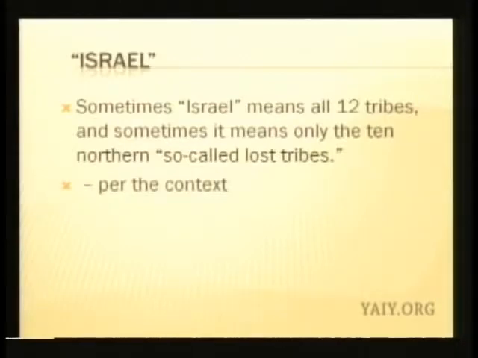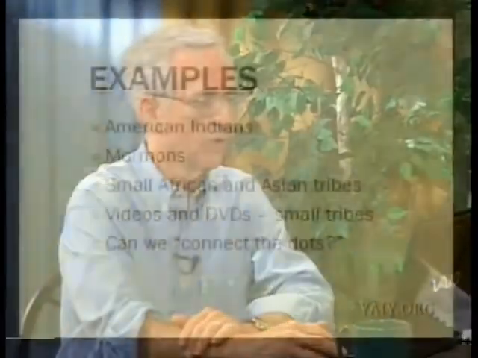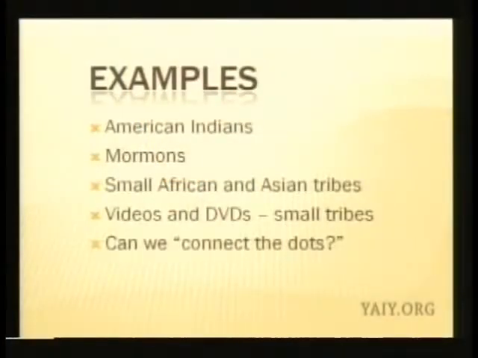You've got to look at the context in the Bible, the passage, and see which one it's speaking of. Some folks say, but hey, Roger, I've heard that there are small, scattered tribes here and there. Well, let's take a look at that and consider it for a moment. Here are the American Indians. They're sometimes contended to be the lost tribes, and the Mormons and South African or small African and small Asian tribes. And you've seen that in videos and DVDs depicting these small tribes as the lost tribes.